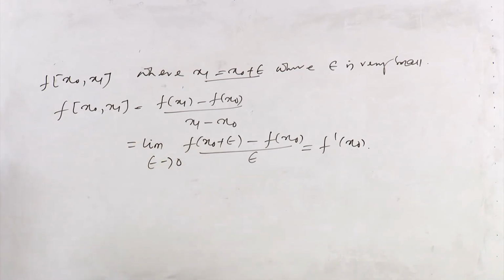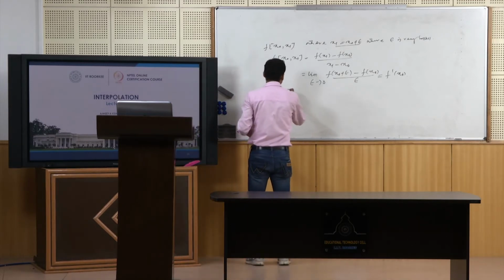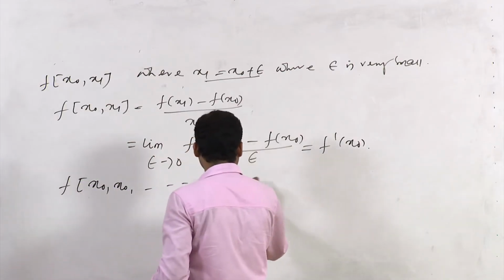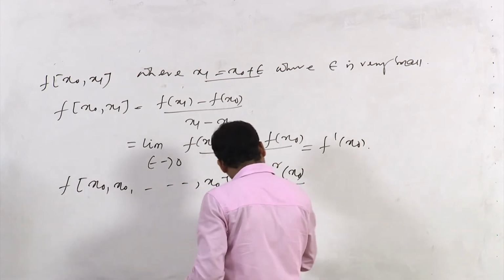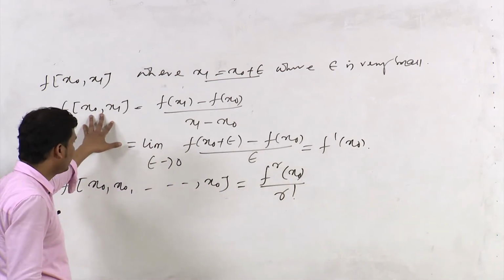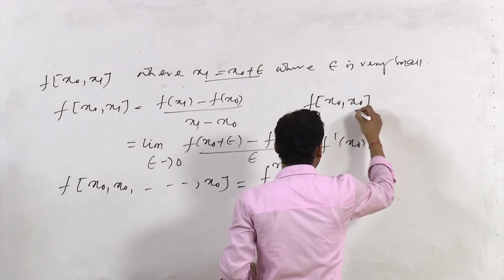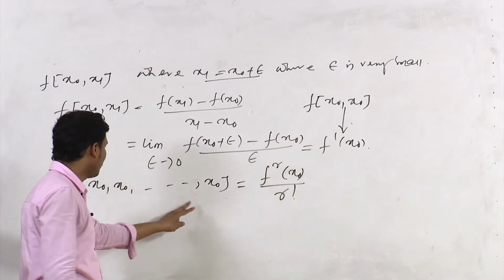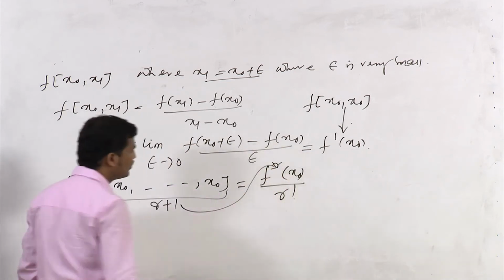So if f of x is differentiable, and we have r plus 1 arguments, we can write f of x0, x0, up to r plus 1 times, as f to the power r of x0 divided by r factorial. Since two points are there, we write f of x0, x0 as f dash x0. Similarly, we need r plus 1 points to get the derivative of order r.